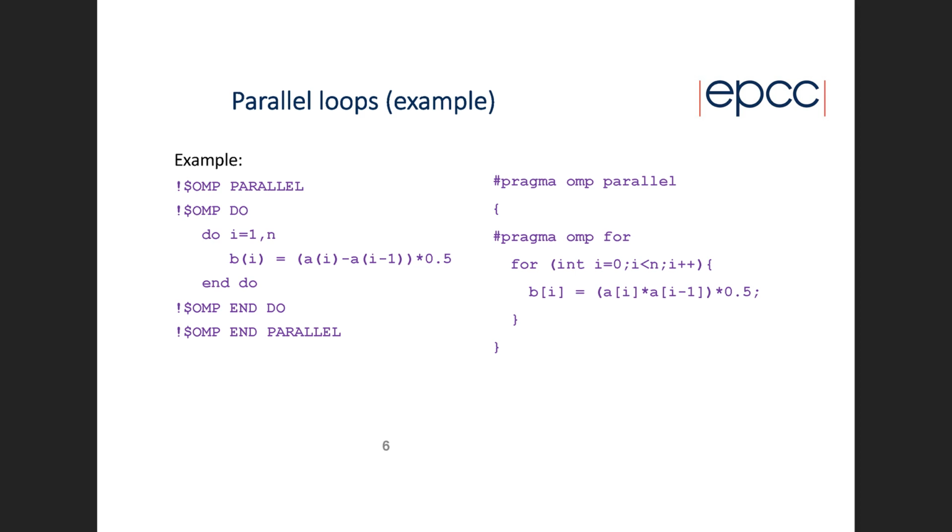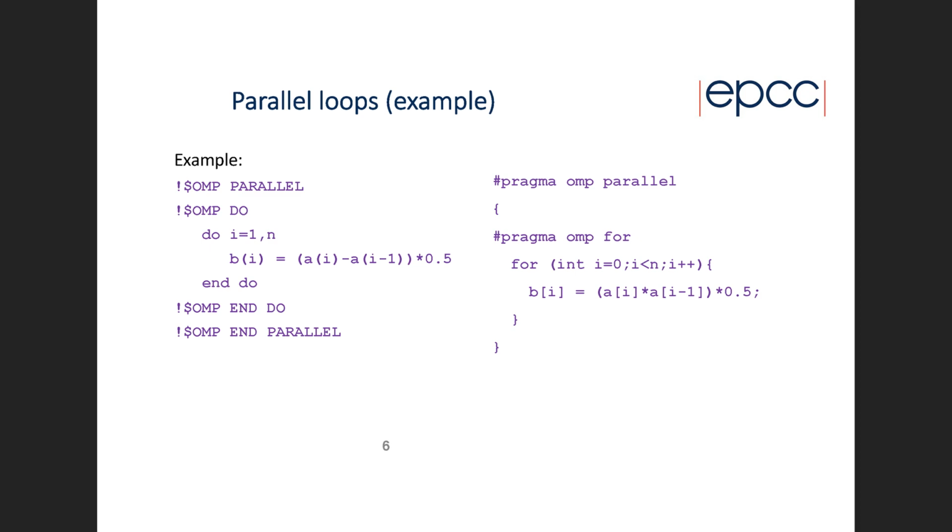So here would be an absolute classic example of a typical thing you would want to do with a parallel loop. We have this loop which has independent iterations. All the calculations of the element of the array B on the left-hand side are independent of each other, so they can be done in any order.